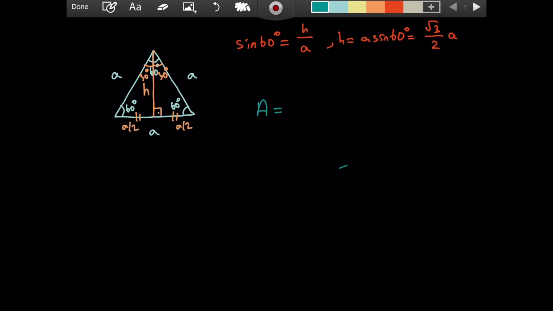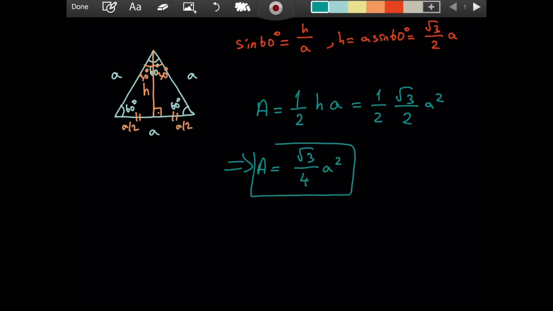So we're going to have A, the area, equaling, well, we will multiply the base by the height and divide by 2. So we have 1 over 2 times h times a, right? So 1 over 2. And what is h? We have it here. Square root of 3 over 2 times a, and another a here. So that's going to be a squared, which means that the area is square root of 3 over 4 times a squared. Which means that if you are given the side length of an equilateral triangle, you can immediately find the area using this formula, or vice versa. Maybe you know the area somehow, you can find the side length using this formula.